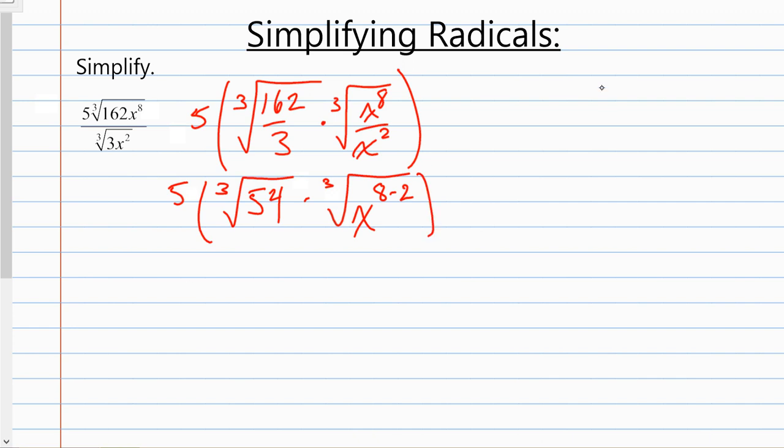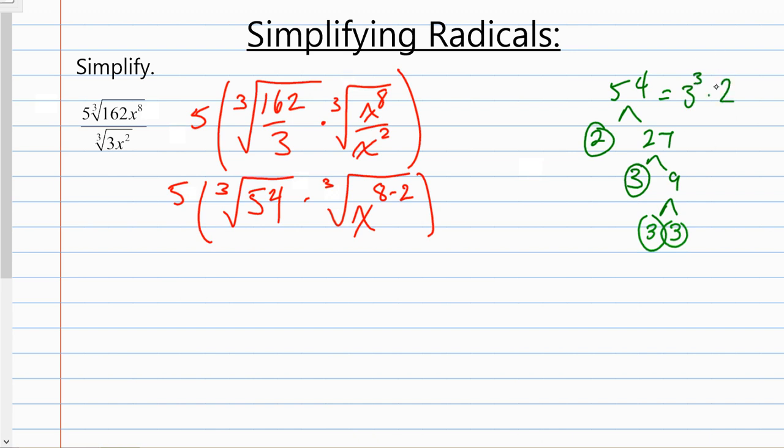So I'll do my factor tree for 54, so you see where things are coming from. This is 2 times 27, which is 3 times 9, which is 3 times 3. So this is 3 to the 3rd power times 2. And again, I'm looking for my index here. My index was 3, so that's why I like that the 3's are grouped together like that. So I've got 5 times the cube root of 3 cubed times the cube root of 2. I split the 54 into those two pieces.